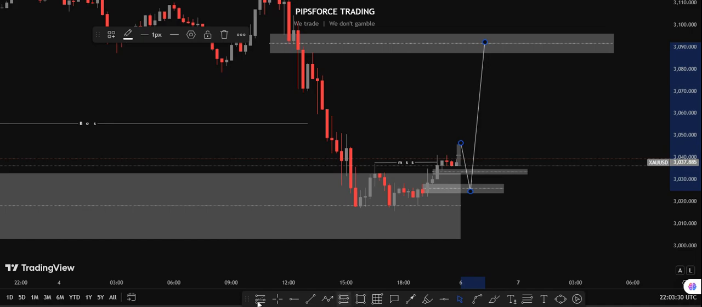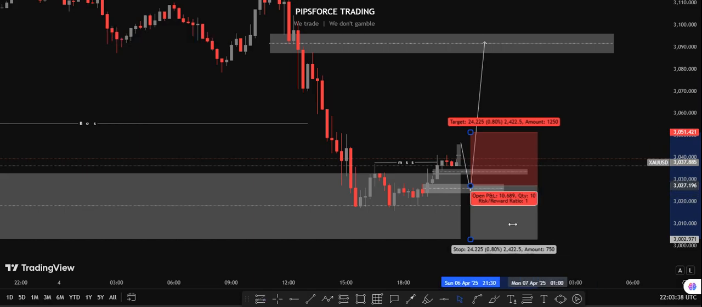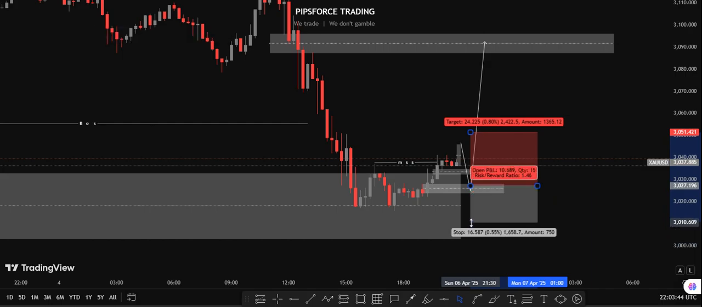So we take a buy here. You get the confirmation, we take a buy. If you take a buy, your stop loss should just be beneath the structure, beneath this particular low. Beneath this particular low here should be your stop loss. Then you target the high, target this particular point.